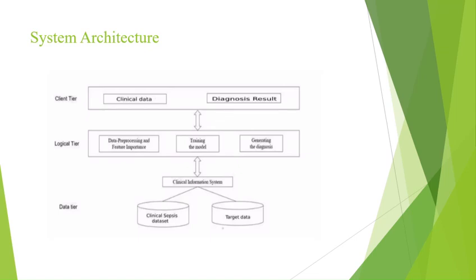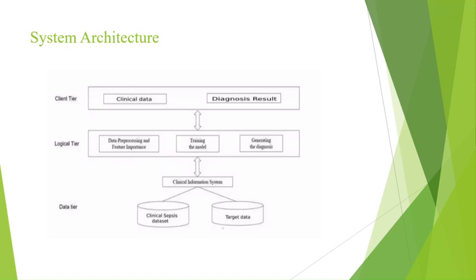In this step, a machine learning model is trained using the pre-processed data. The model learns to identify patterns and correlations in the data that are indicative of sepsis, generating the diagnosis. Once the model is trained, it can be used to generate predictions. Given new clinical data, the model will output a diagnosis result, indicating whether the patient is at risk of sepsis or not.